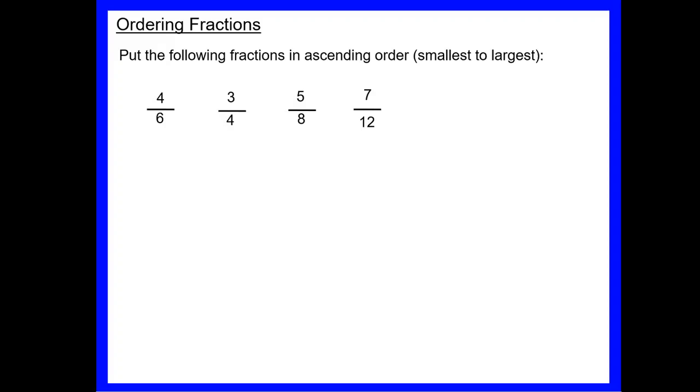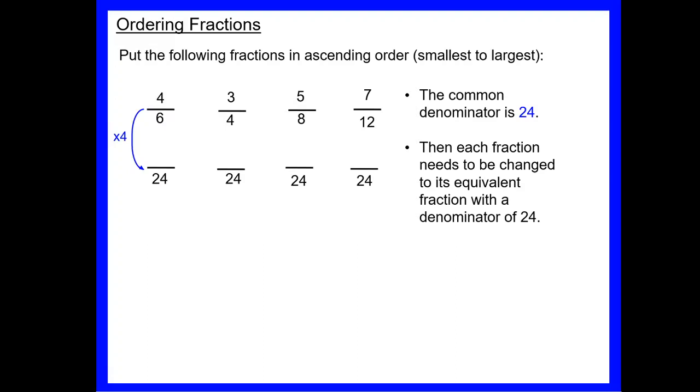If I'm not sure what that is off the top of my head, I can write out my 6 times table, my 4 times table, my 8 times table and my 12 times table and find the smallest number that appears in each one. Now I know that the smallest number that's in all of those times tables is 24. So we're going to have our denominator of 24 for each one. So our first one, 4/6. Well, if I want to change 6 to be the number 24, I would have to times by 4. So if I times the numerator and the denominator by 4, there we go, we get 16 over 24.